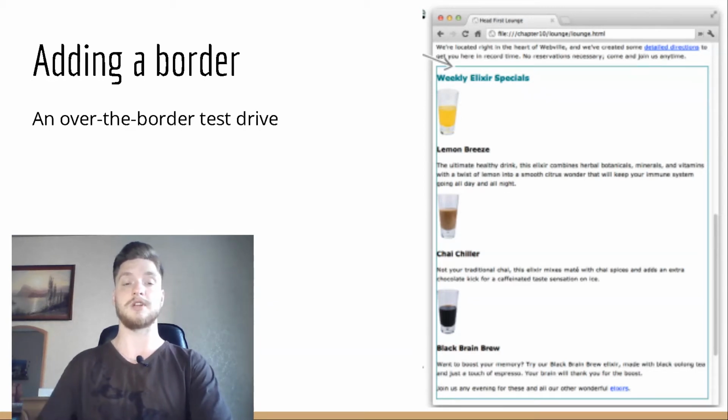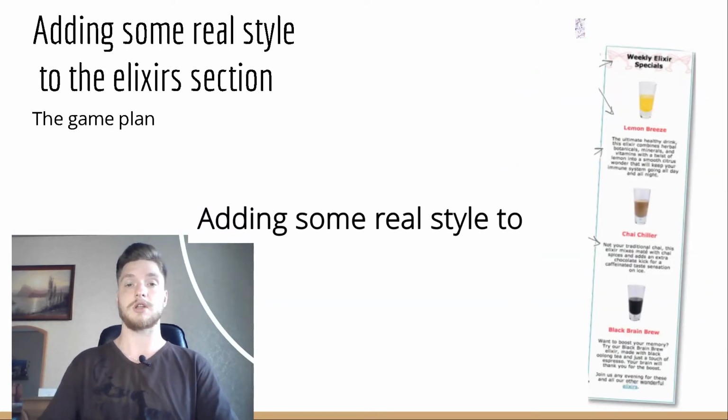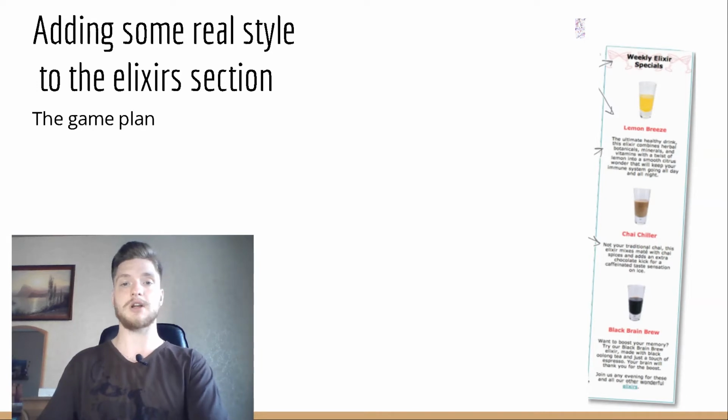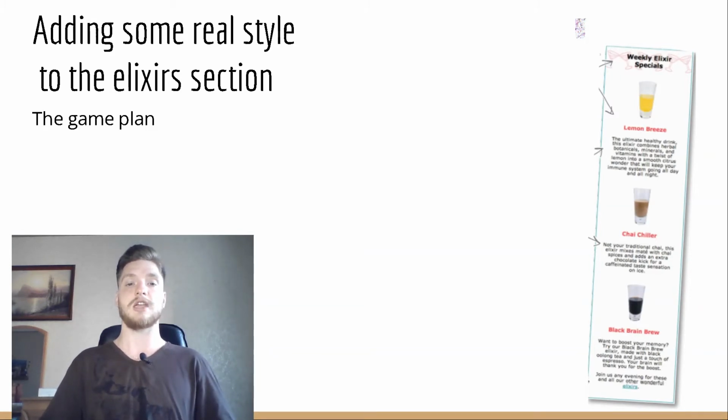Adding some real style to the elixir section. The width of the elixir handout is narrower than the rest of the page. There is a background image at the top. The main heading and paragraph text are black, while the drink names are a red color that matches the red in the logo. The text and images are centered, and there is padding on the sides to add space between the text and the border. The line height of the paragraph looks a lot more like the default line height for the page before we changed it in the last chapter.